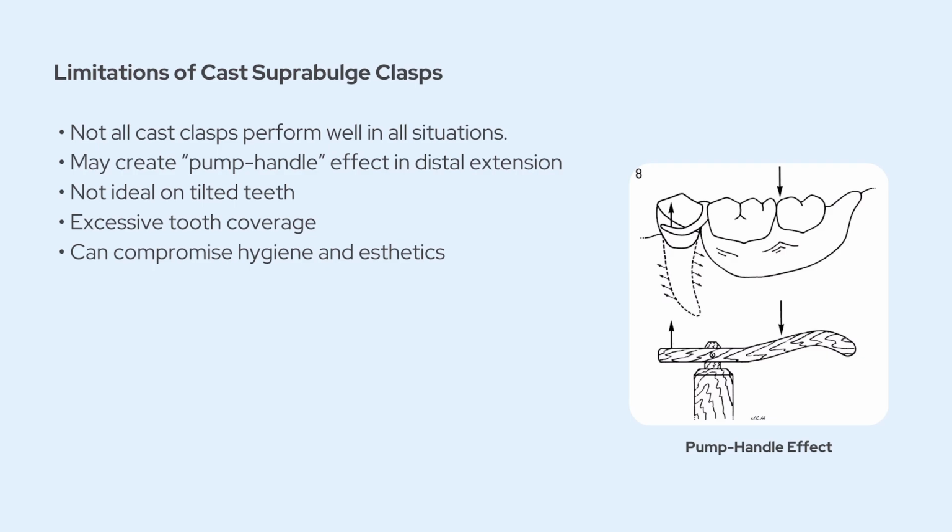On the downside, some cast Suprabulge designs can create what's called the pump handle effect, especially in distal extension cases where the guiding plane isn't short or relieved properly. Some clasps also just don't work well on tilted teeth. And honestly, a lot of the more complex designs end up covering more tooth surface than necessary, which kind of compromises both hygiene and aesthetics.